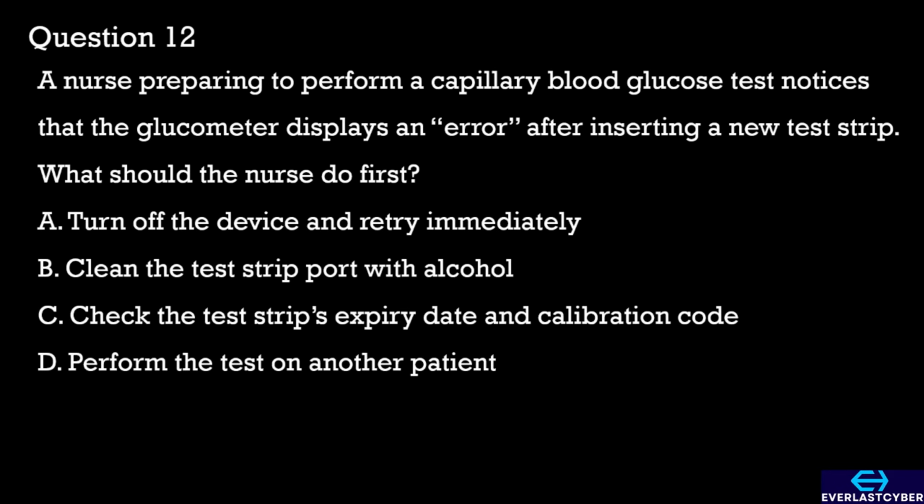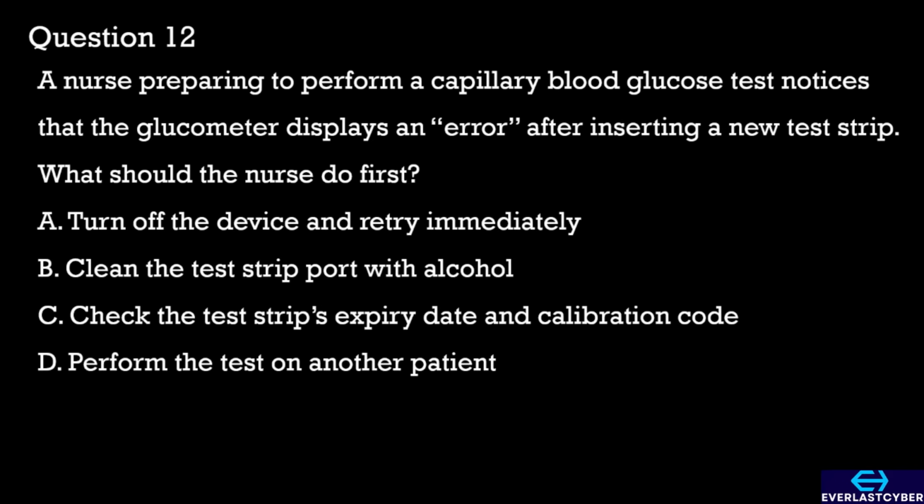Question 12. A nurse preparing to perform a capillary blood glucose test notices that the glucometer displays an error after inserting a new test strip. What should the nurse do first? A. Turn off the device and retry immediately. B. Clean the test strip ports with alcohol. C. Check the test strip's expiry date and calibration code. D. Perform the test on another patient.